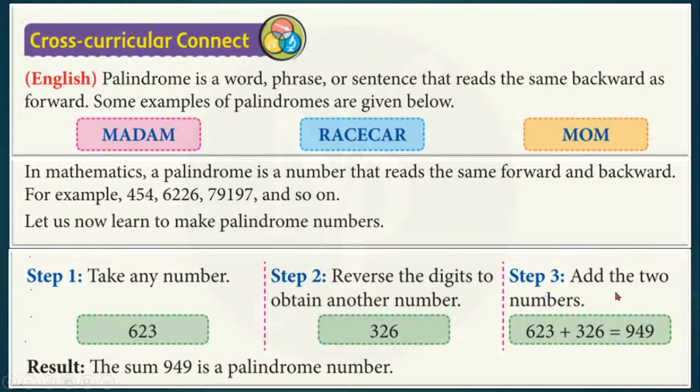Step 3, add the two numbers. We have to add these two numbers now. 623 plus 326. ಈ ಎರಡು ನಂಬರ್ಗಳನ್ನು ಏನು ಮಾಡಬೇಕು ನಾವೀಗ ಆ್ಯಡ್ ಮಾಡಬೇಕು. ಸೊ ಆನ್ ಆ್ಯಡಿಂಗ್ ಯು ವಿಲ್ ಗೆಟ್ 949, ವಿಚ್ ಇಸ್ ಎ ಪ್ಯಾಲಿಂಡ್ರೋಮ್ ನಂಬರ್.